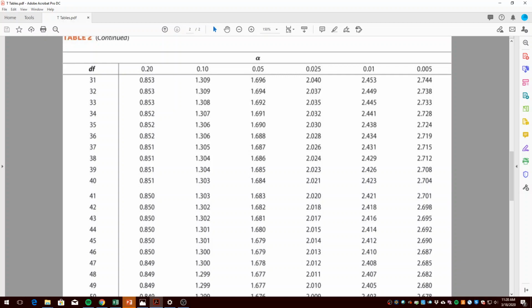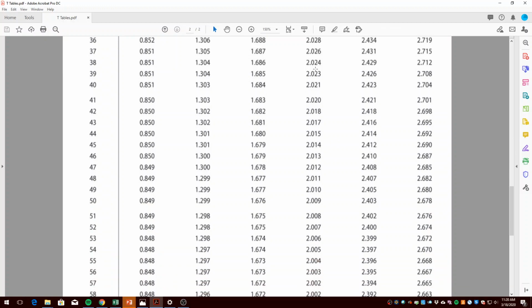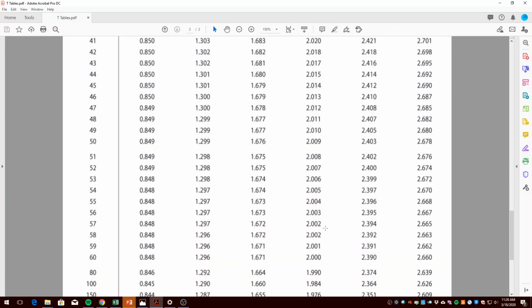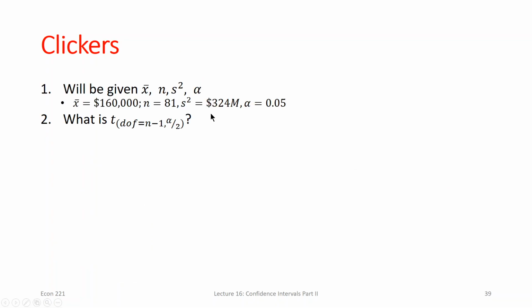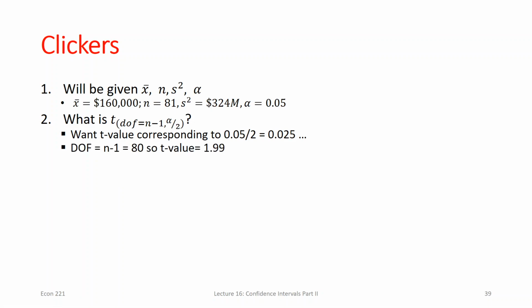Our degrees of freedom, I believe the sample size was 81, so n minus 1, 81 minus 1, is 80. We go down here, 80, and the t-value that would give us the area we wanted of 0.025 is 1.99. So we go back, 1.99, and do the intermediate calculation.